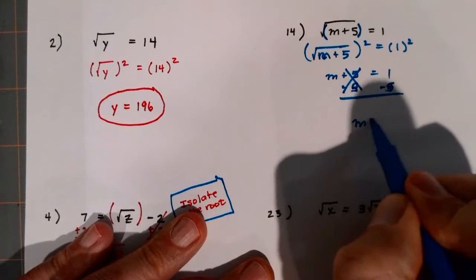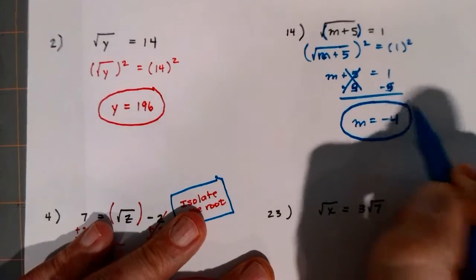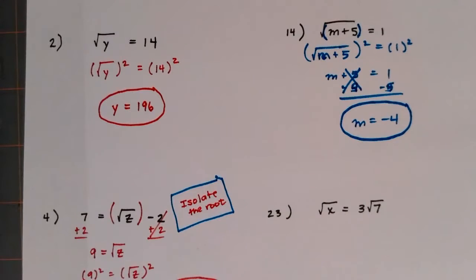So that's a 5. Sorry, I knew the answer and I skipped ahead. So m equals -4. Boom goes the dynamite.